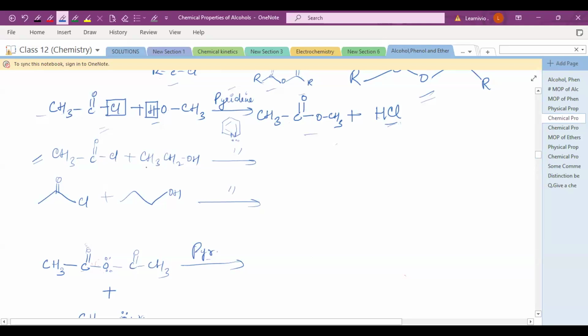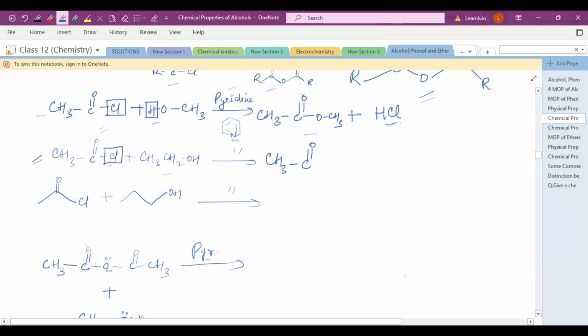CH3COCl when it reacts with your ethanol. So what will be the product here? CH3CO, then CH3CH2. The attachment will be from the oxygen side. See, what you are supposed to do: chlorine, OCH3CH2.